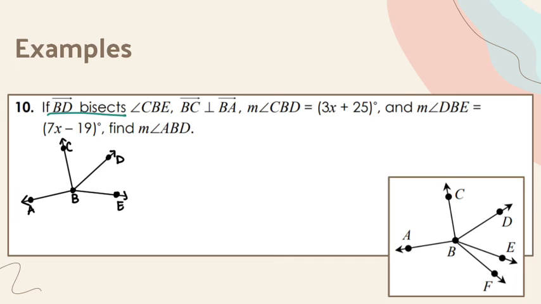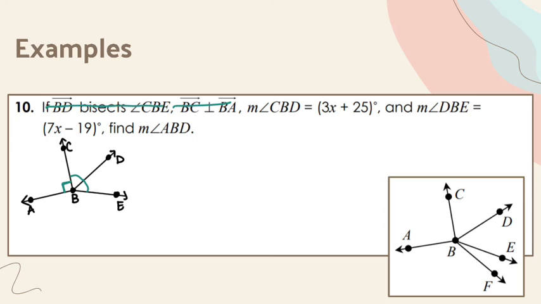And I'm going to take a piece at a time and note that on the diagram. So BD bisects CBE. So if BD bisects that, that means that these two angles are congruent to each other, right? Bisectors divide things into two equal parts. All right, so we put that on our picture. BC is perpendicular to BA. So BC is perpendicular to BA. That means that this is a 90-degree angle. All right, we've put that on our picture.